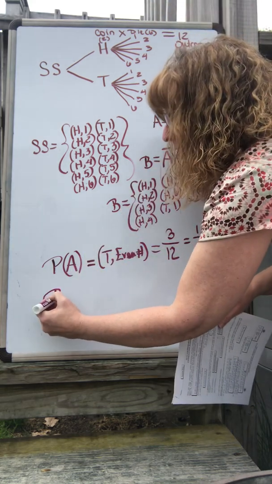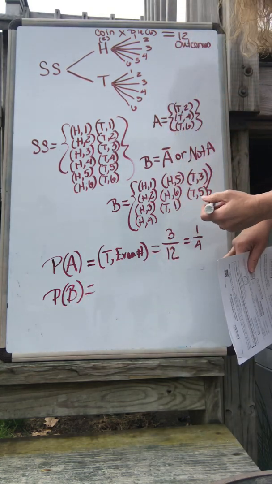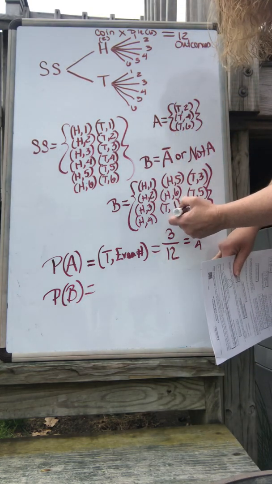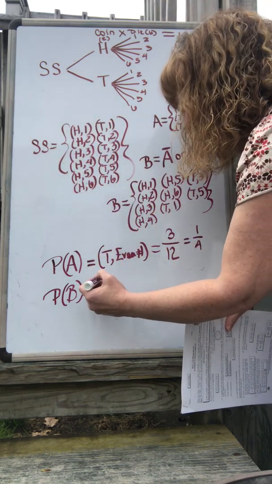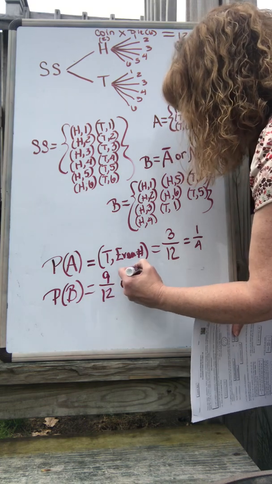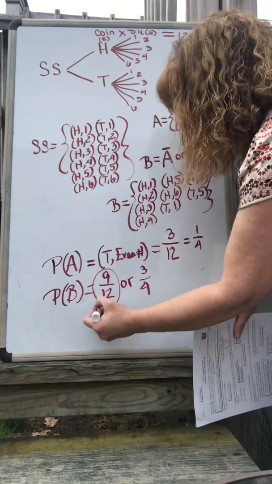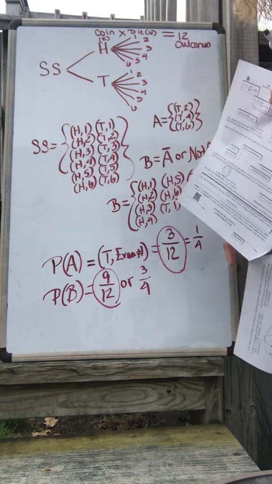And the probability of something from set B happening, well, set B, there were 9 items here out of the sample space of 12, and so that would be 9 out of 12, or 3/4. But again, I'm happy here and I'm happy here. There's no need to reduce.